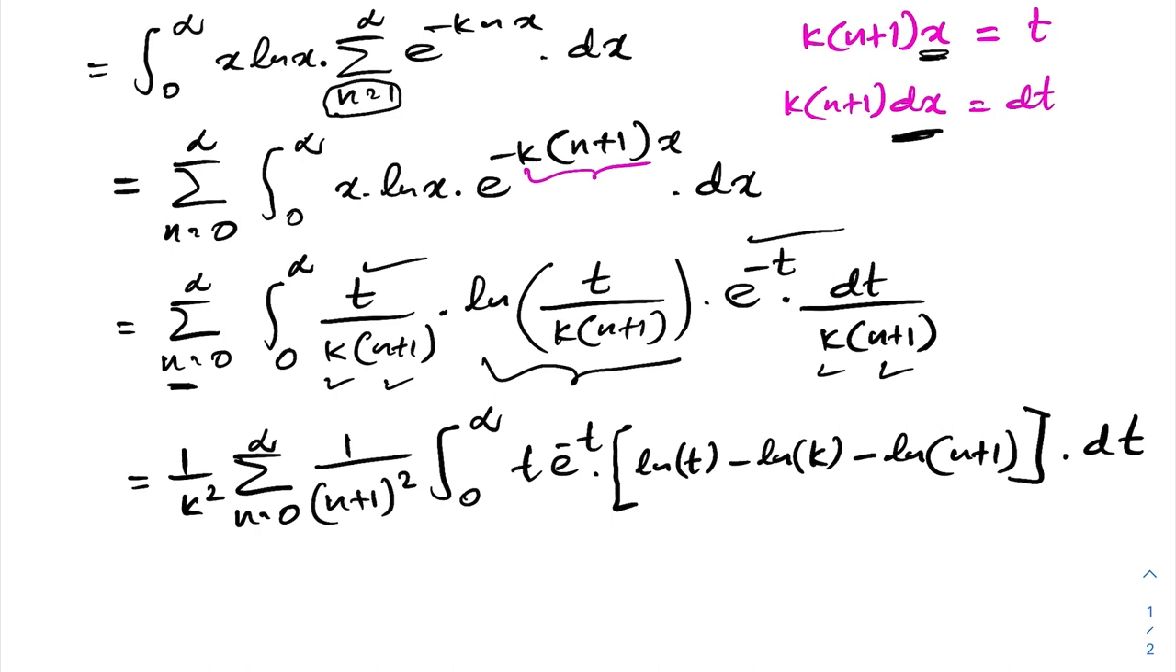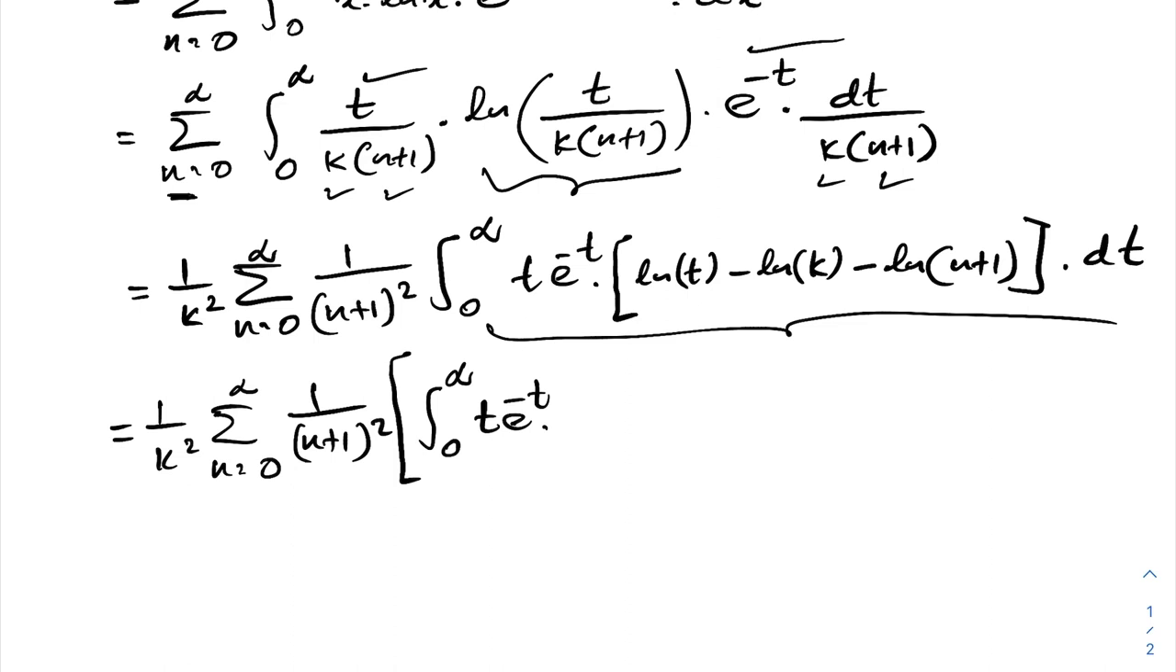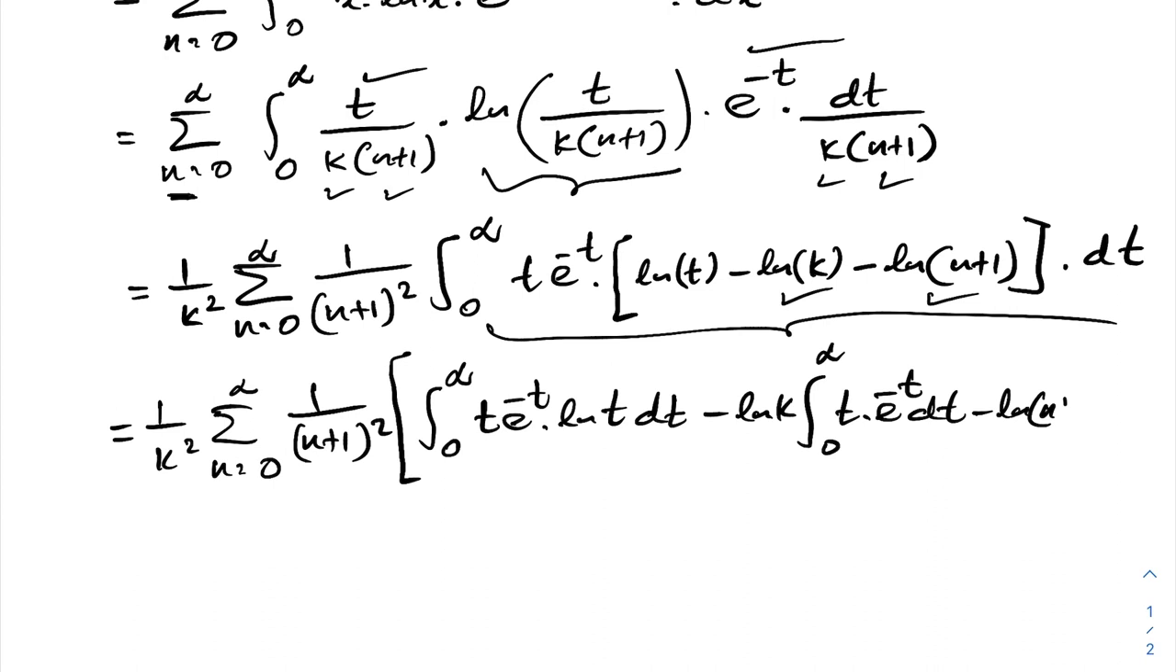Okay, then we can split this integral into three different integrals. So we can write 1 over k squared, the sum of n equals 0 to infinity of 1 over n plus 1 perfect square, and in parentheses: the integral from 0 to infinity of t times e to the minus t times natural log of t dt, then minus natural log of k, which is a constant, times the integral from 0 to infinity of t times e to the minus t dt, then natural log of n plus 1, again a constant, times the integral from 0 to infinity of t times e to the minus t dt.